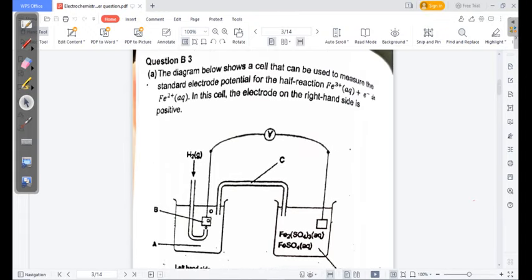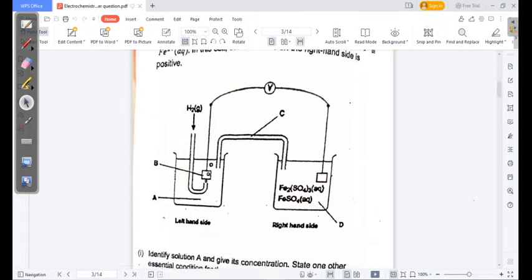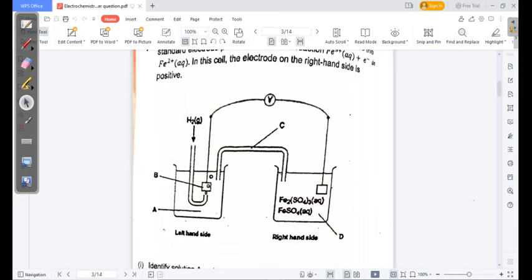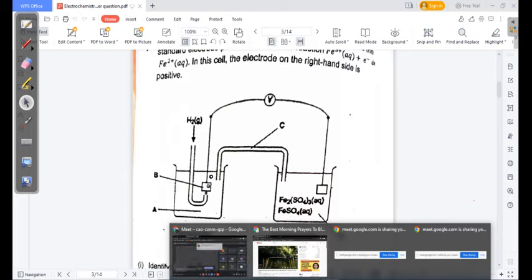Now what have we observed there? We've observed production of bubbles. Why do we have a production of bubbles? Any ideas?